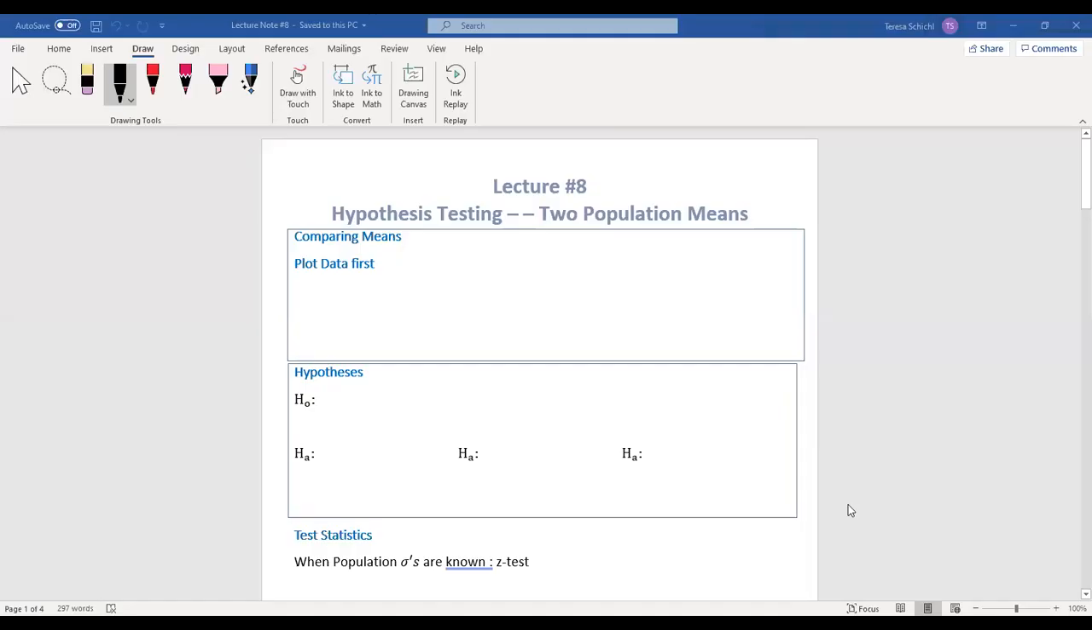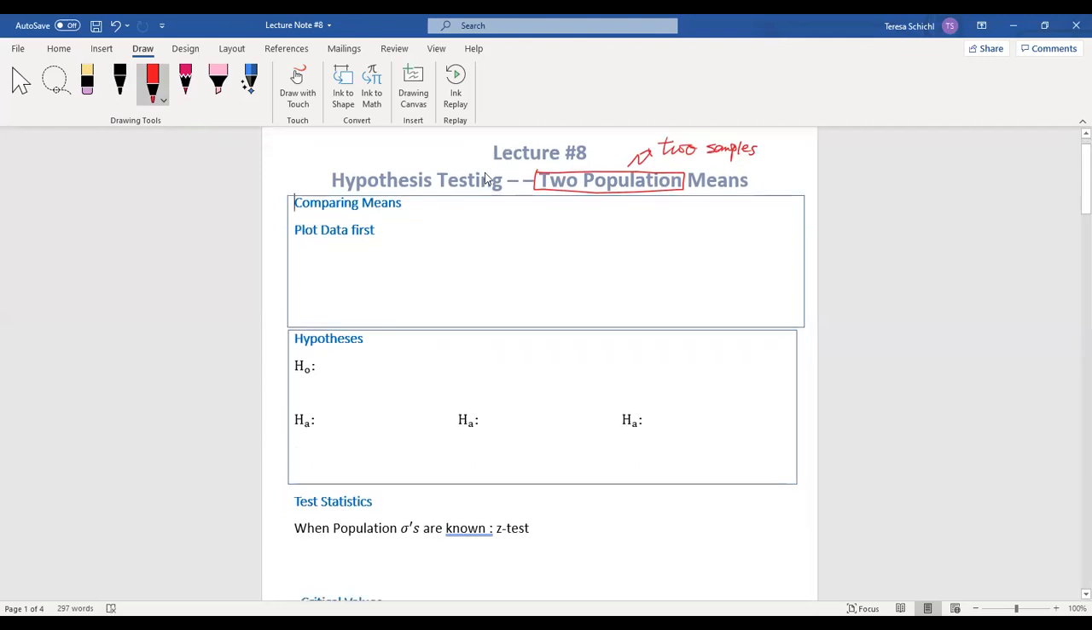Now let's go ahead and go to our lecture notes. Okay, so the first thing, when we talk about two population means, is that we need to be careful about the two populations. That means I am taking two samples, one sample from each population.